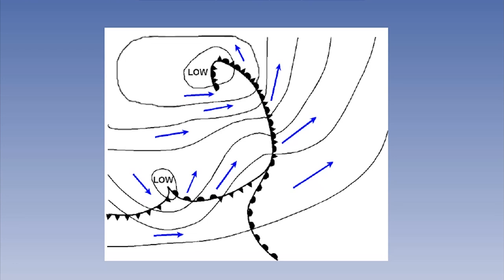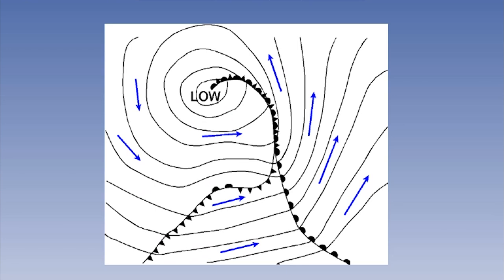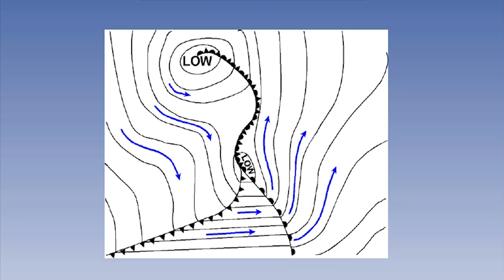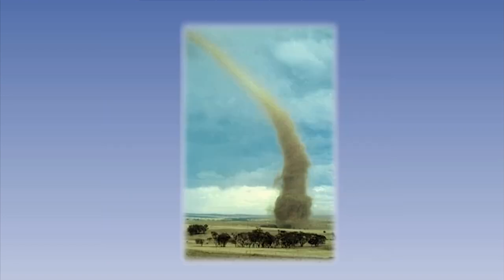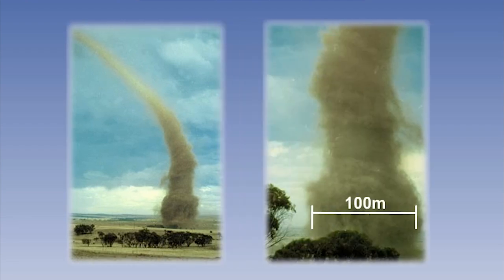Sometimes it develops no more than this and dies away, but on occasions this secondary depression can develop into a major feature itself and will take over as the older main depression fills and dies. The last type of low-pressure system is the tornado. Typically 100 metres in diameter, tornadoes are violent, narrow twists of wind with an intense upcurrent of air at their centre.